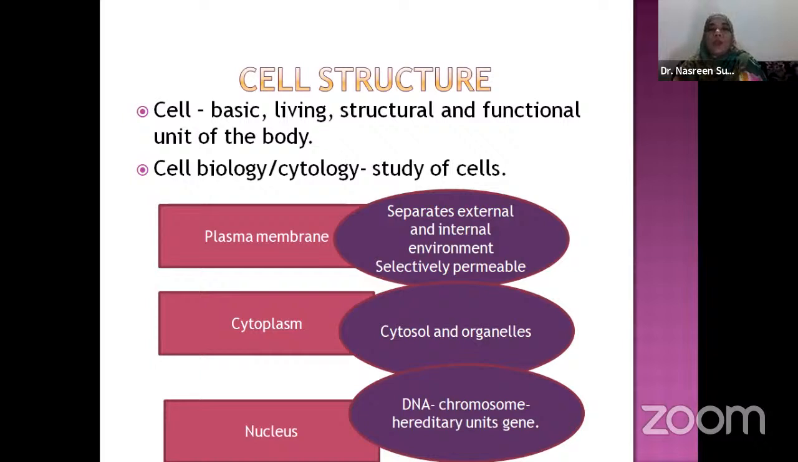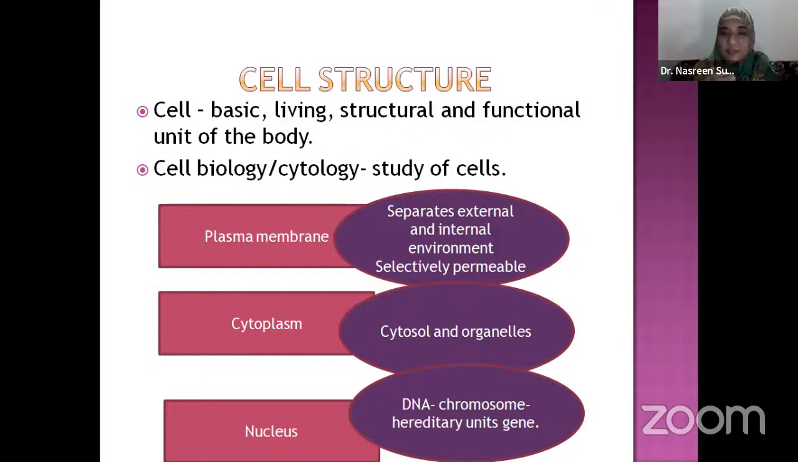Now, the science which deals with the study of cells is called cell biology or cytology. Now, coming to the structure of cells, we have three main parts. The first is the plasma membrane, which is the outermost layer of a cell. Then you have cytoplasm, which is inside the cell, and in that cytoplasm you will find the nucleus. So these are the three major parts of a cell.